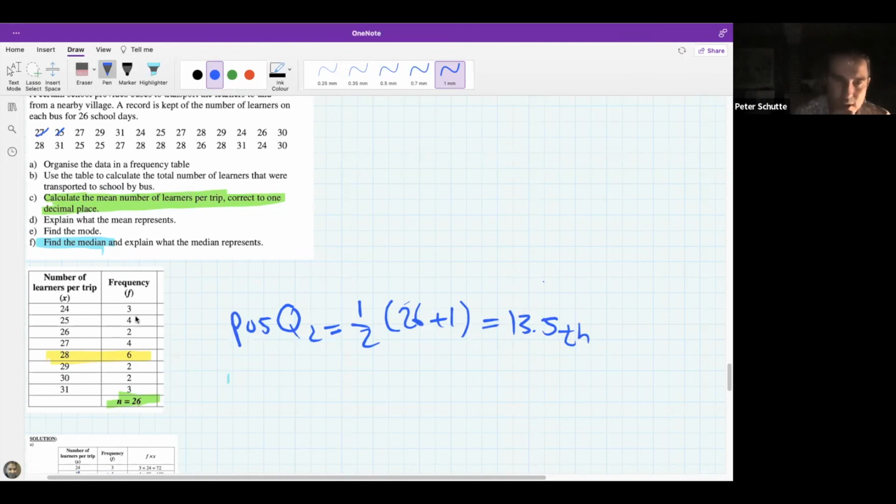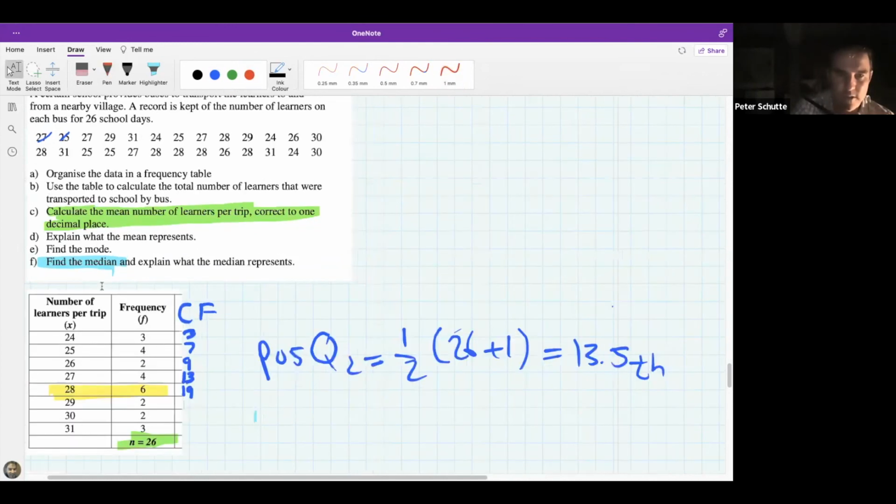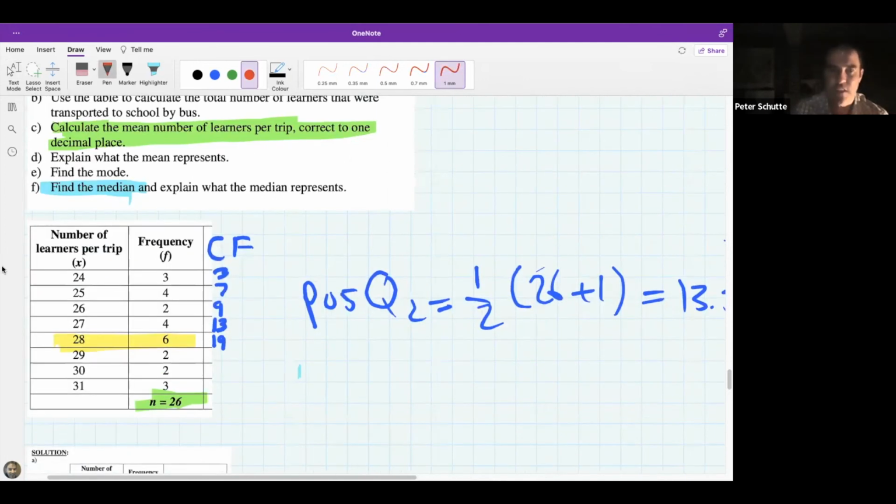Okay, so now I need to count. So 3, 7, 9, 13, and then I go up to the next one, which is 19. Now, the thing is, it's going to be 28 because if you watch this, let me zoom in as well because it's hard to see otherwise. If you look at my count, I know I need the 13 and a half position. So I've only got up to 3 with that interval. Now I've got up to 7.